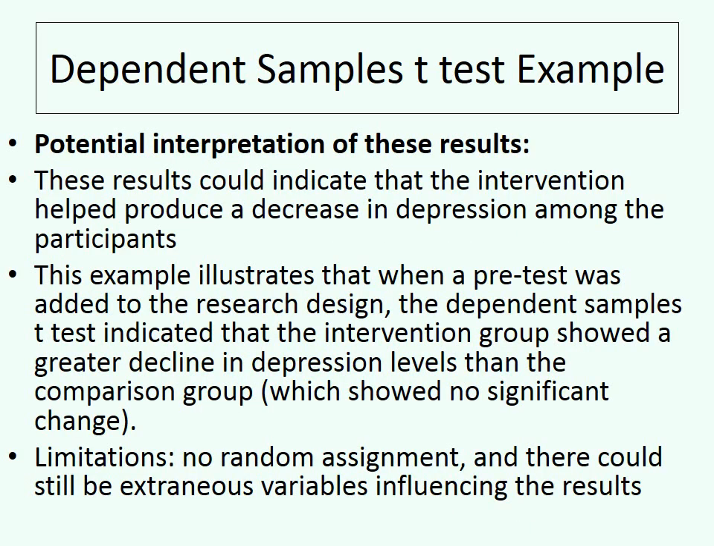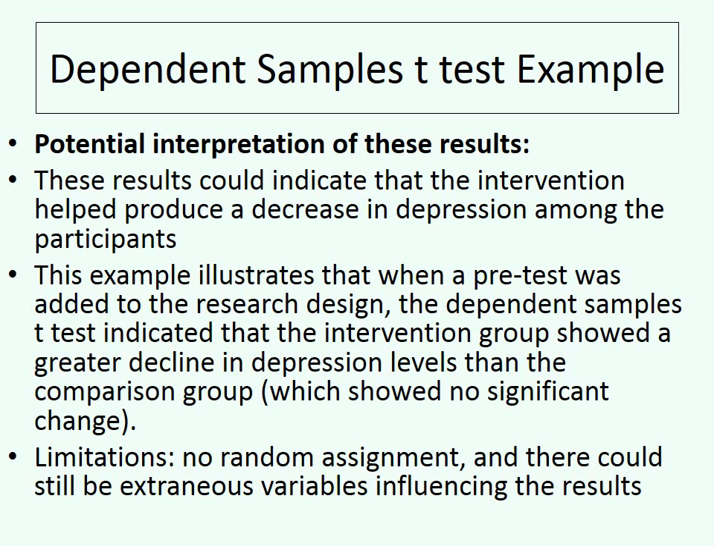This example illustrates that when a pretest was added to the research design, the dependent samples t-test indicated that the intervention group showed a greater decline in depression levels than the comparison group, which showed no significant change.